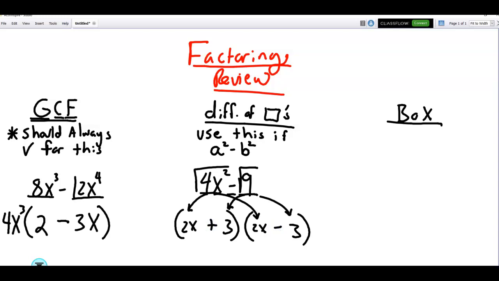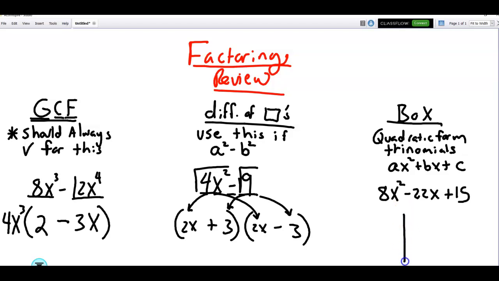Finally, the box method. This applies to quadratic form trinomials. So, for instance, ax squared plus bx plus c. These are box method type of questions. All right. These ones are the hardest. They require a lot of guessing and checking. So let me come up with a quick example here.